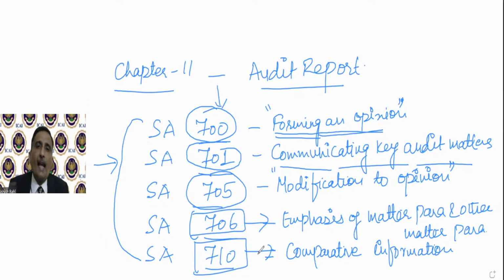So this is the broad outlook. And SA 710 relates to comparative information, when comparative figures are presented. SA 710 touches upon this requirement. Okay, so students, are you ready? We shall be starting with SA 700. Now I am going to your module.